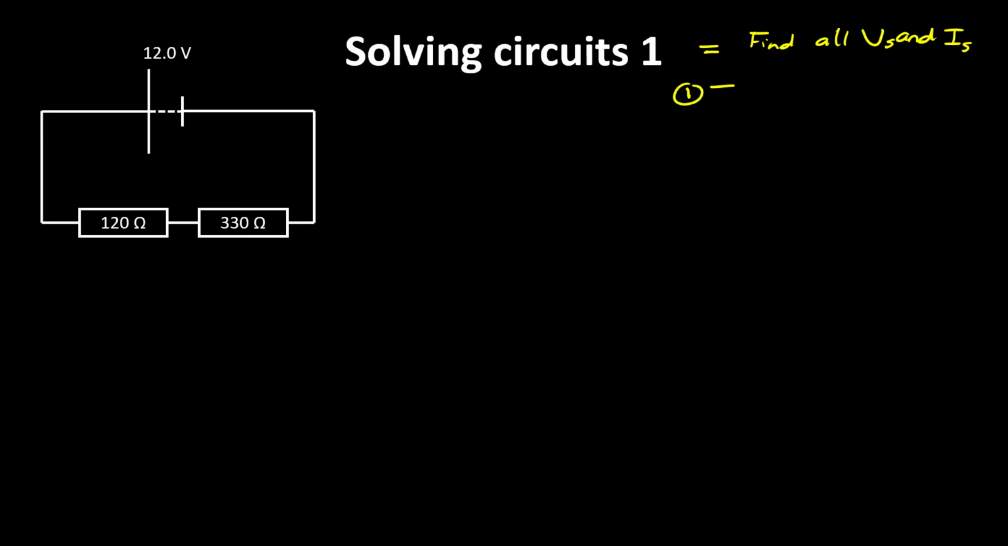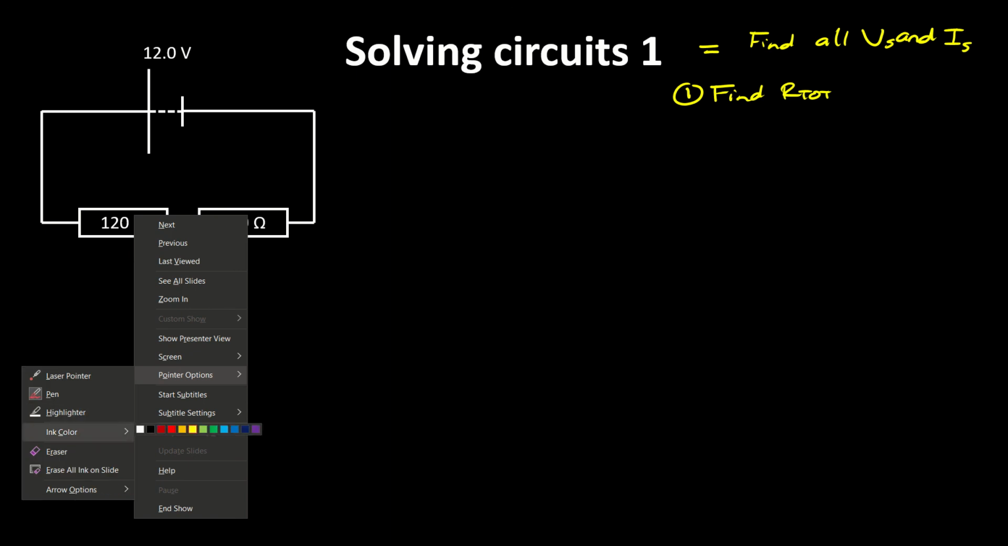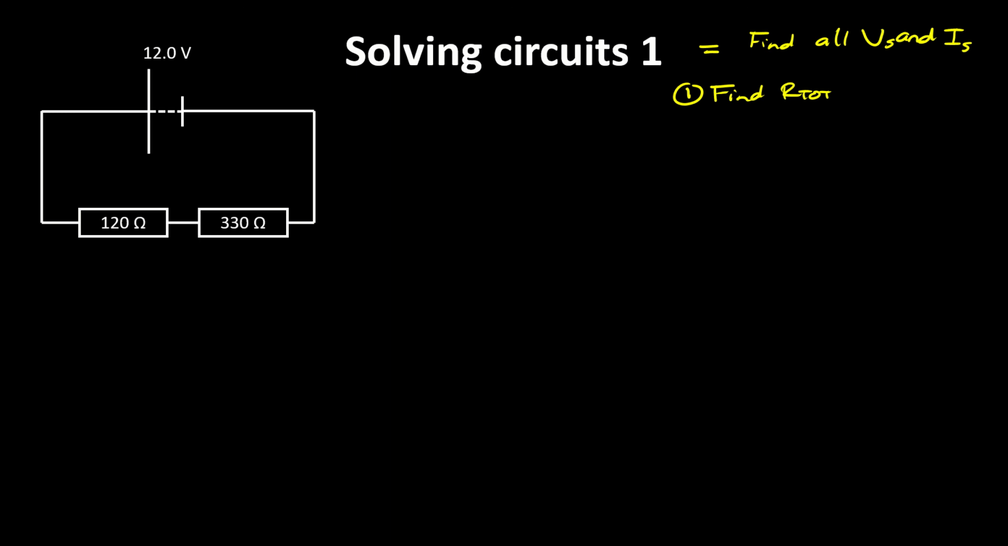Okay. So first step, find the total resistance. That's always the first thing you do. Actually, I'll just put some labels on here. I'll call this V1 and this one V2, and I'll call it R1 and R2.